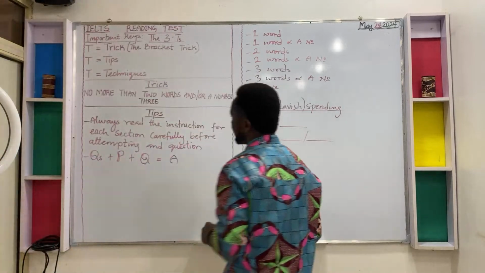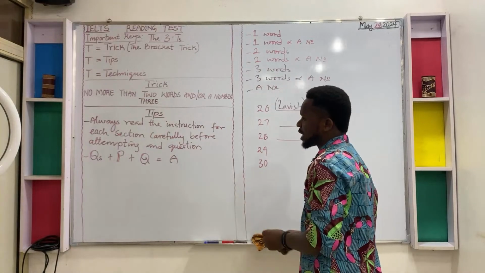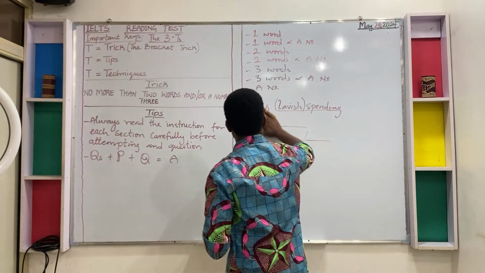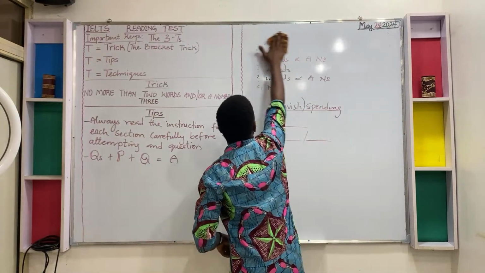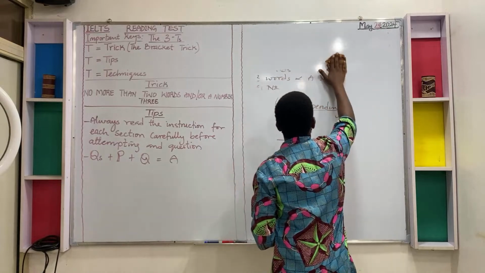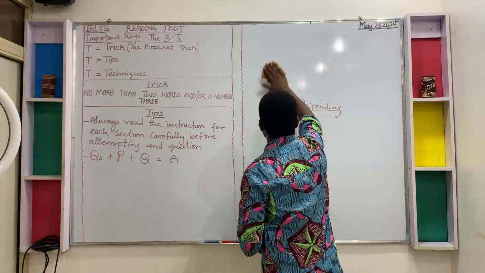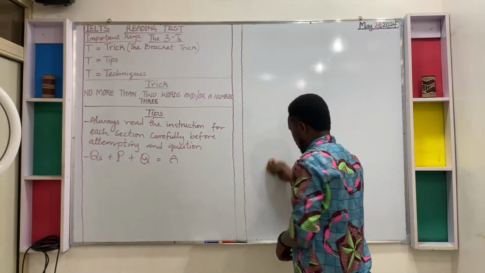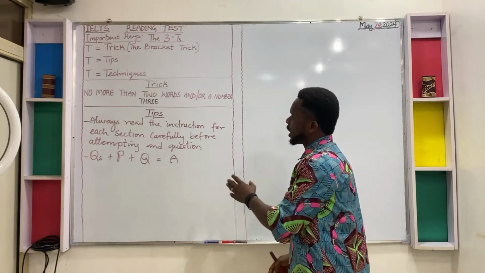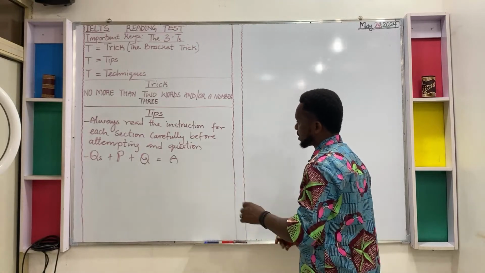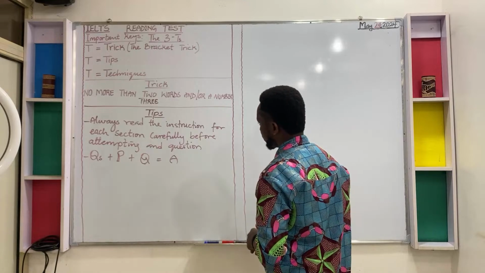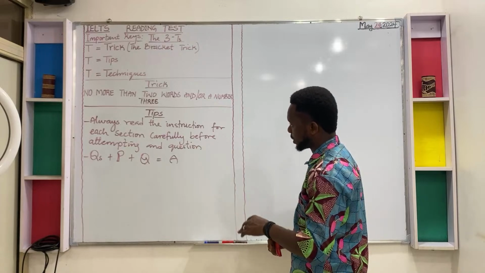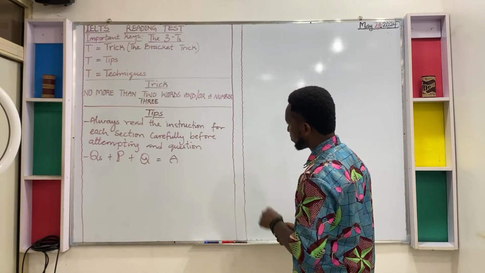Alright, so we have two things to consider under tips. So under the tips, we have these two things to look at. The first is always read the instructions for each section carefully before attempting any question. Now, why is it important to read these instructions before you begin any section?